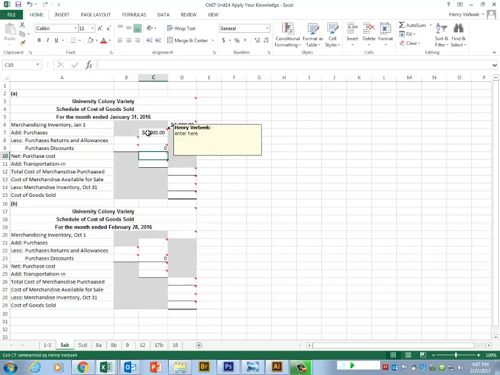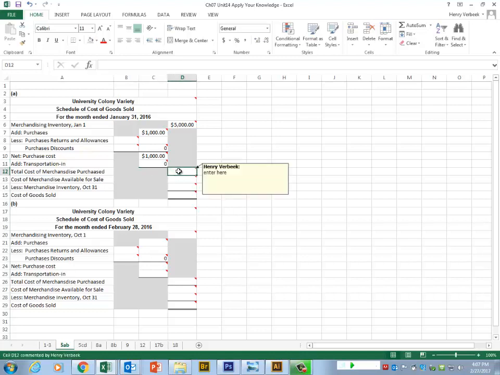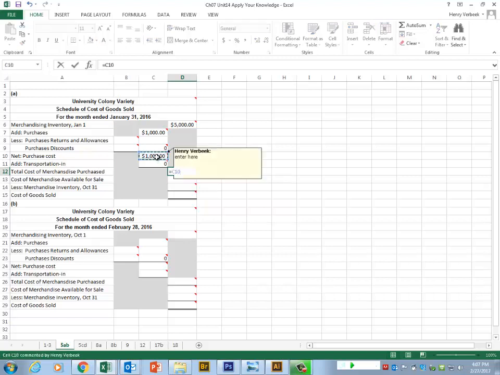We've got to take this one, so my net purchase cost, we're going to say equals this one minus this one, is $1,000. Our transportation in, they have nothing for that, so that's a 0. And then we have the total cost of the merchandise purchased. So that's going to be equals this one plus this one. Enter.